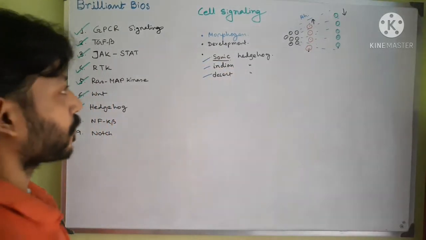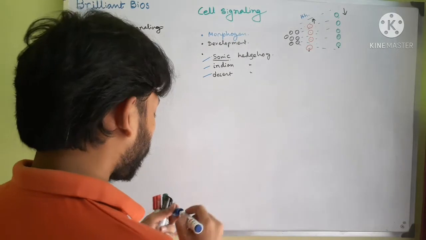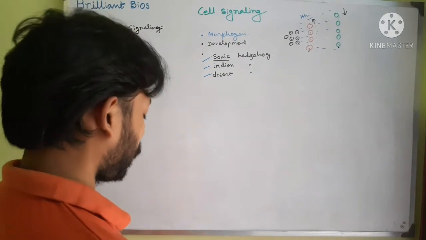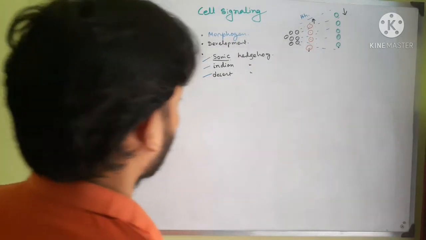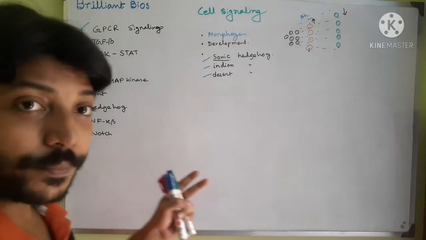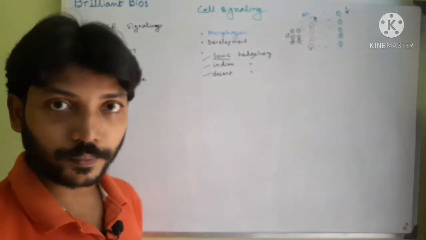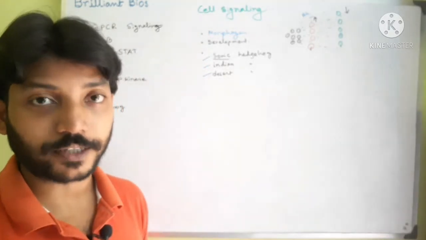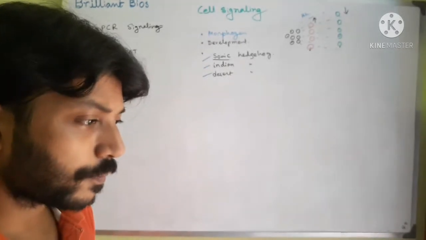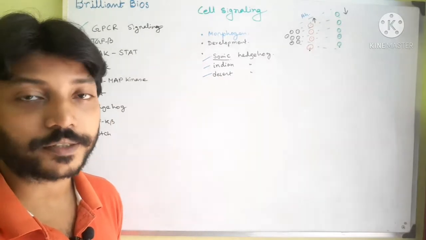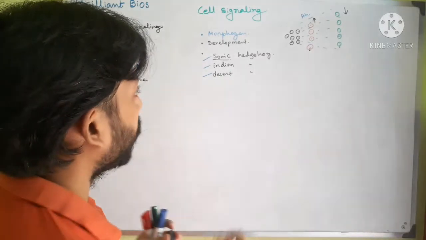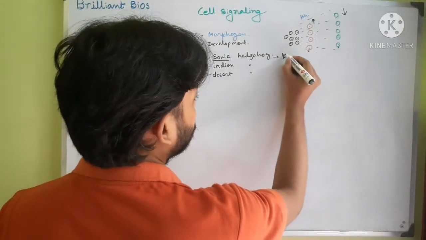Okay, interesting fact. Now there are some particular functions of this hedgehog. Among them, the major important functions are played by the sonic hedgehog. They perform versatile functions. The major important function I want to mention here is limb patterning. So it actually helps in limb patterning.